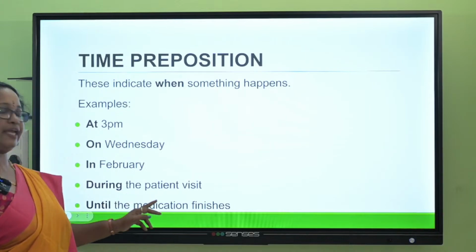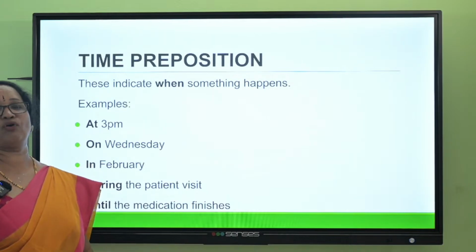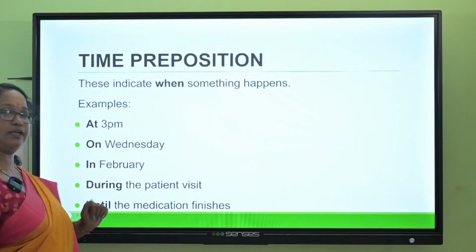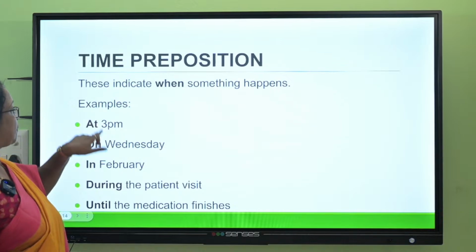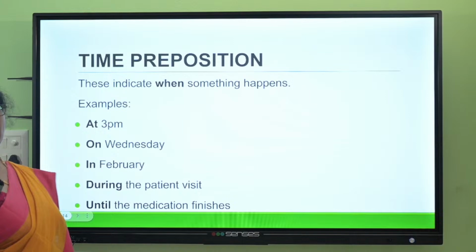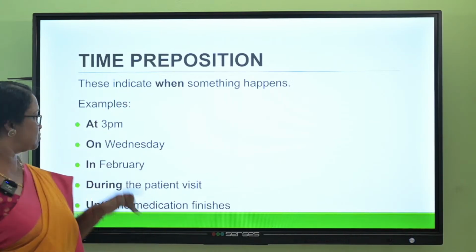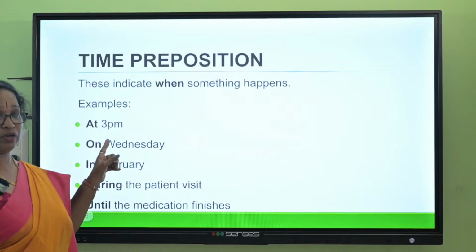Until the medication finishes, you can come for a review. You see, until. So, these are the time prepositions: at, on, during, until. I think this indicates when something will happen. So, whenever you are writing, please note that one.